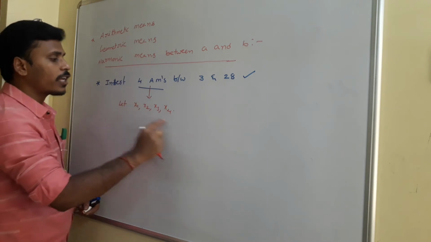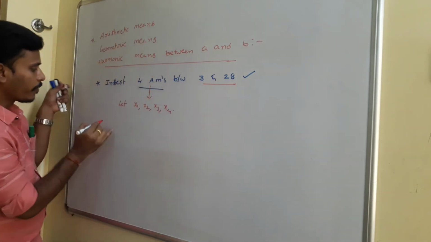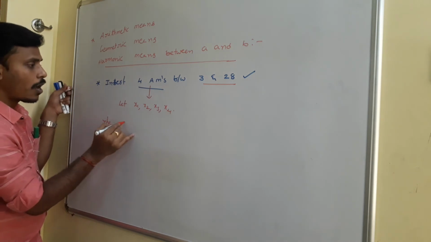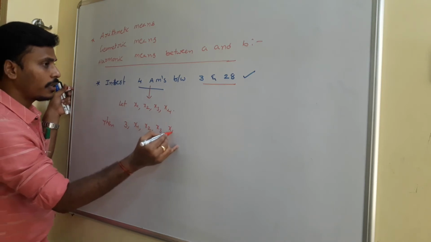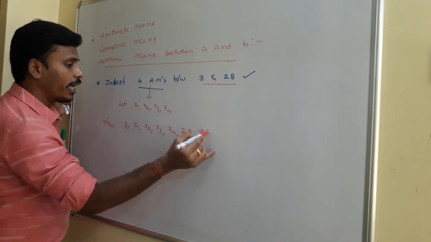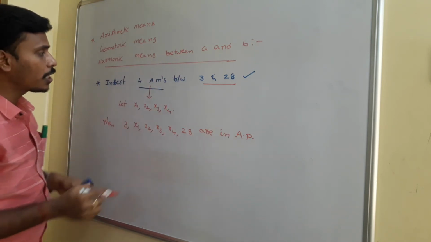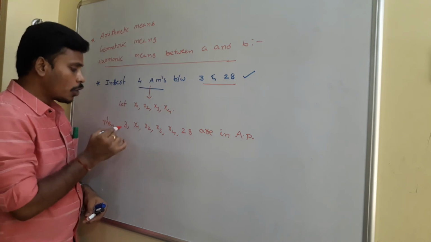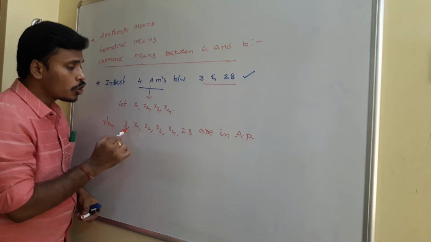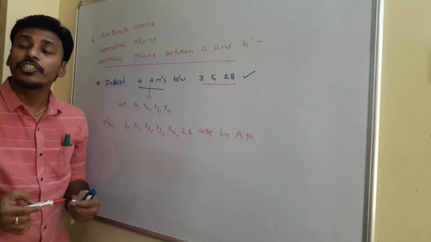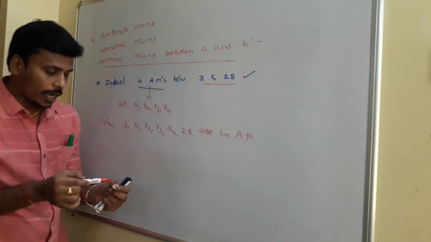Since these x1, x2, x3, x4 are the 4 arithmetic means between 3 and 28, you may write it like this: 3, x1, x2, x3, x4, 28 are in arithmetic progression. Since the question is asking you to insert 4 arithmetic means, you consider the total sequence as an AP. If they ask you to insert geometric means, you write all these terms as forming a GP. Here the question is about arithmetic means, so you just take it as arithmetic progression.